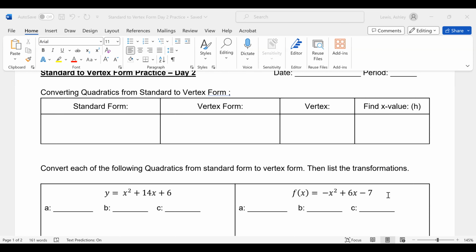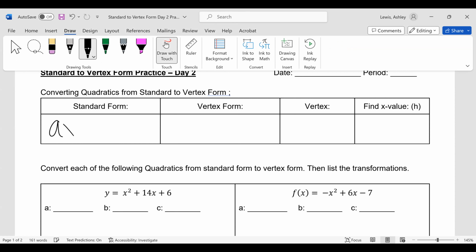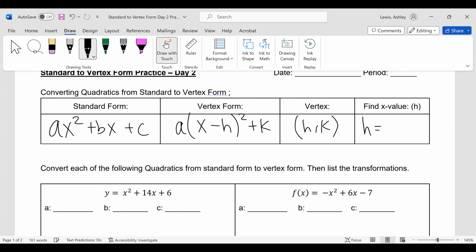All right, guys, real quick. For the practice for today, if you want to just fill out these notes, these reminders, standard form is this equation, ax squared plus bx plus c. Vertex form, just like in your notes, it looks like this. Your vertex is h and k. And the h equation to find the h value or the x value of the vertex is negative b over 2a. So these are all the formulas that we're using if you want to fill out that part of today's practice, just to have it all in one place.